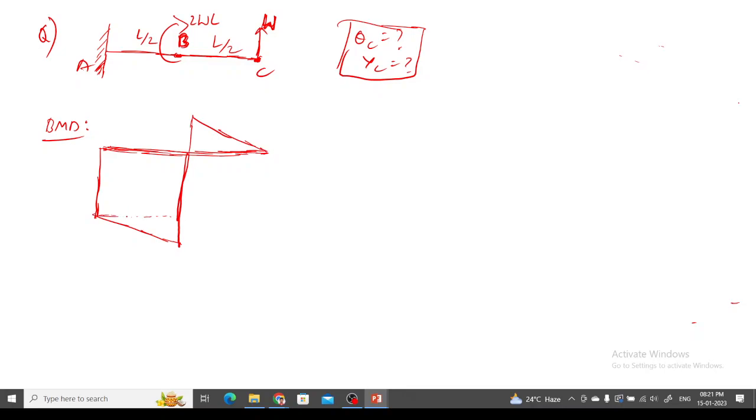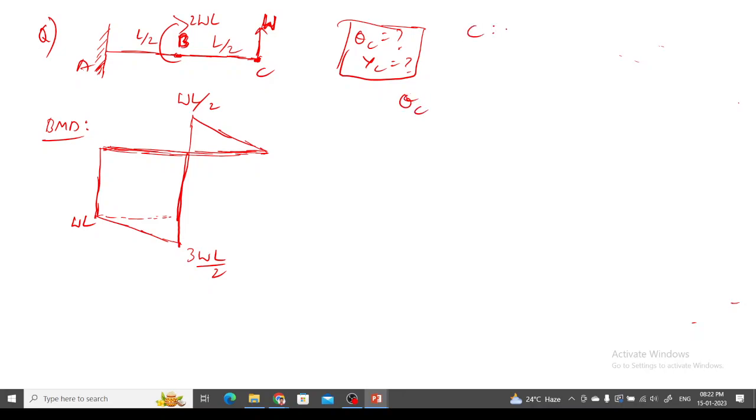Like this, are you getting? And this length will be WL, and this will be 3WL by 2, and this will be WL by 2. Okay. Yes, sir. So here, what I should find is theta C and YC.